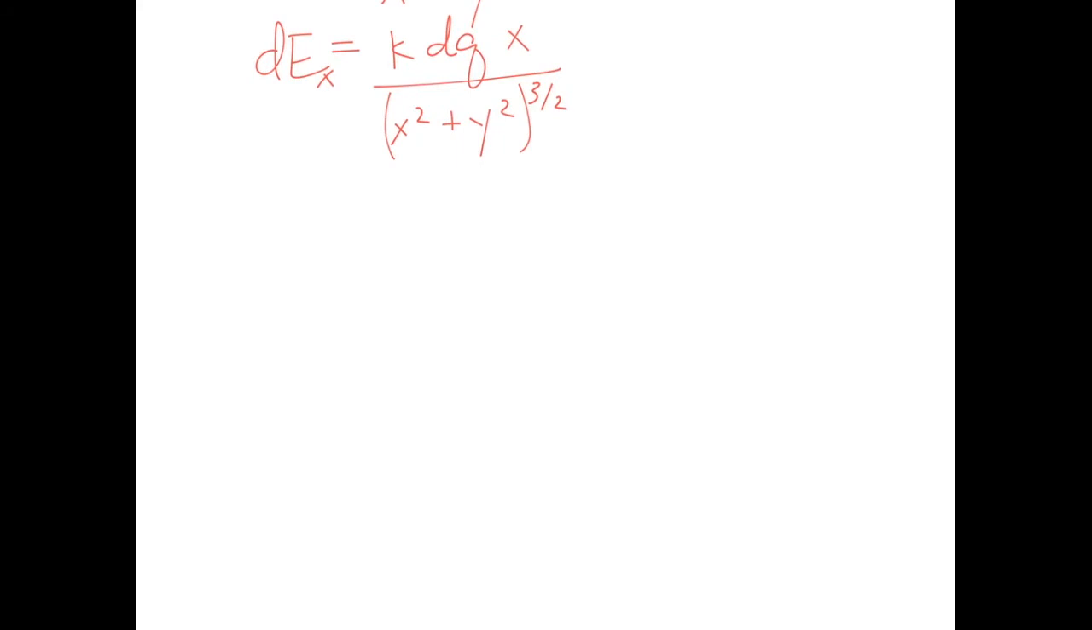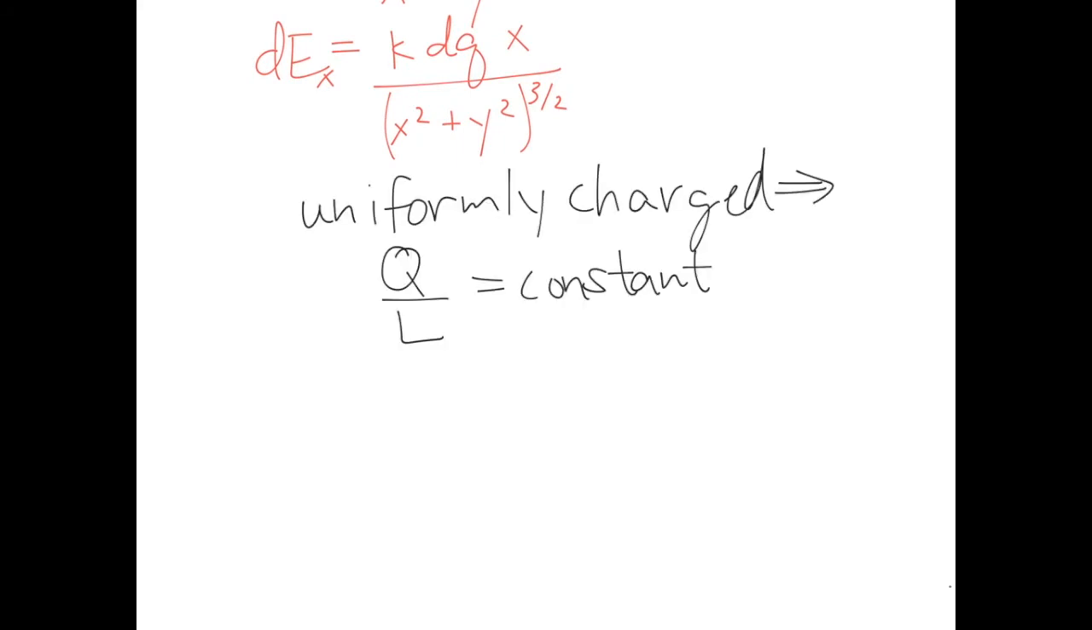One thing we do know about dq, since the rod is uniformly charged, q over L is equal to a constant, and that q over L should be the same as dq over some dy. So that infinitesimal amount of charge over that infinitesimal amount of space that it takes up on the rod, dy, that ratio should be the same as q over L. This is the magic part. When you do these integrals, this particular step is kind of tricky.